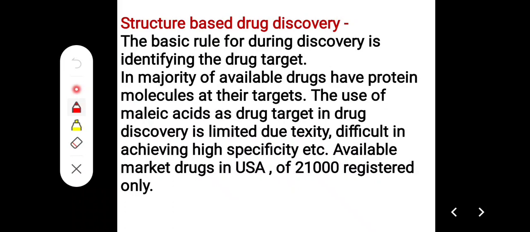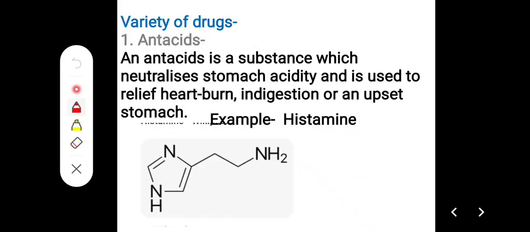The use of malic acid as a drug target in drug discovery is limited due to toxicity, difficulty in achieving high specificity, and so on. The available market drugs in the USA are only up to 21,000 registered. Now we have to know the variety of drugs.